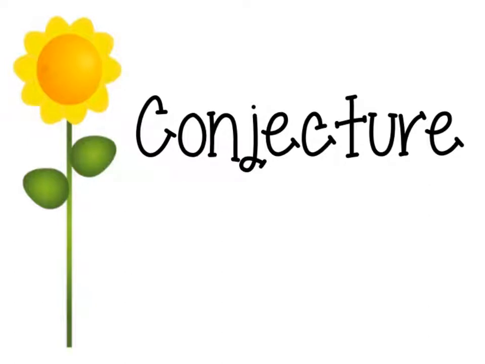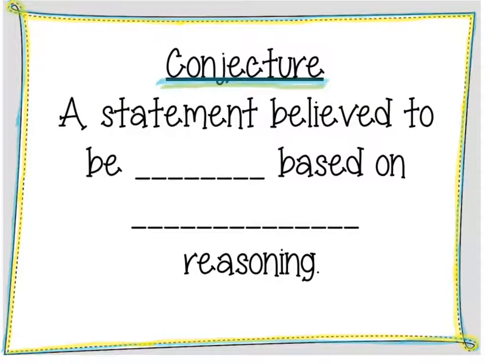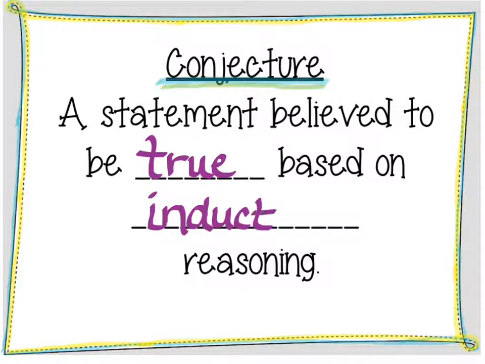All right, let's take a look at this word conjecture. Now, this might be a word that you have seen before. It's pretty popular in science, and let's define it. It's a statement believed to be true based on inductive reasoning. So after looking at patterns, you make a statement about it, just like with the situation with Holly. Her conjecture was that Chinese restaurants serve contaminated food.